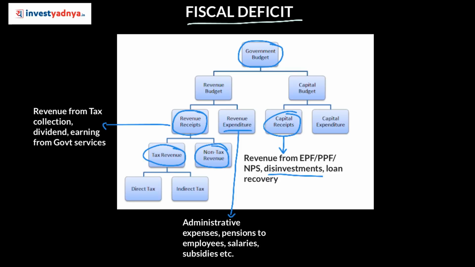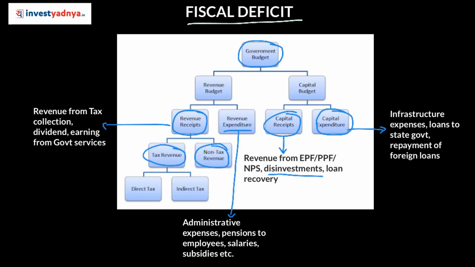Then there is capital expenditure. These are productive, asset creating or liability reducing, long period, non-recurring expenditures of the government. For example, expenditure on creating infrastructure like roads, electricity, dams, etc. Loans made to state governments and repayment of loans by the central government are all called capital expenditure.